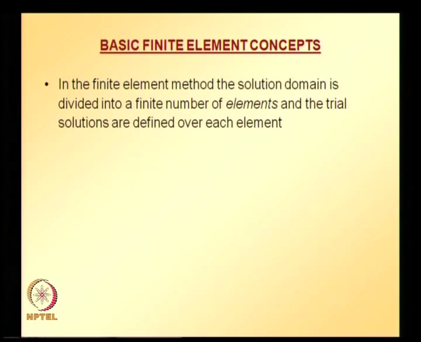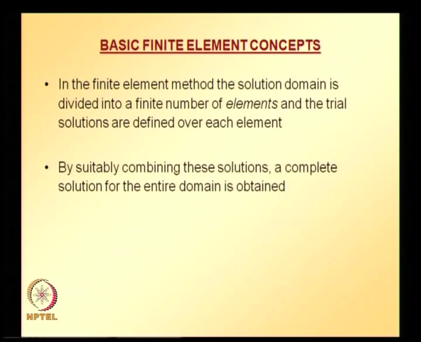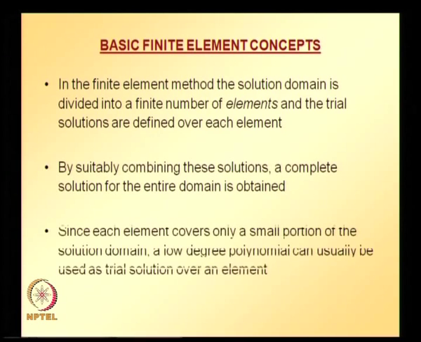In finite element method, which you are going to see in a while, the solution domain is divided into a finite number of elements, and the trial solutions are defined over each element. By suitably combining these solutions, a complete solution for the entire domain is obtained. So, what we will be doing is, we will be defining trial solution for each of the elements separately, and once we solve for all the unknown coefficients, we will go back to each element and then we will post process it. That is what this means, the second point. Since each element covers only a portion of the solution domain, a lower degree polynomial can usually be used as trial solution over an element. That is, instead of going for a quadratic polynomial, you can use a linear polynomial.